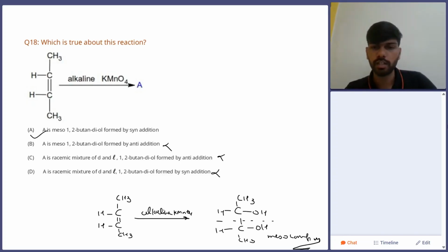So option A is correct, but here it is written 1, 2, so you should correct it. This is going to be 2 comma 3. This is 2, 3 butane diol. That is the right answer. Option A is appropriate for this question.